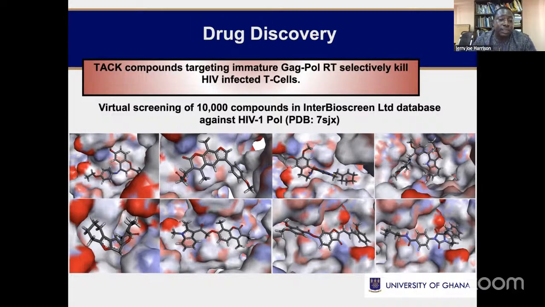And so some of the things that we've done recently was to use our virtual screening on some of the new interfaces that we have seen in the HIV-1 Pol structure. We've screened so far 10,000, and these are some of the hits that we believe could potentially work.